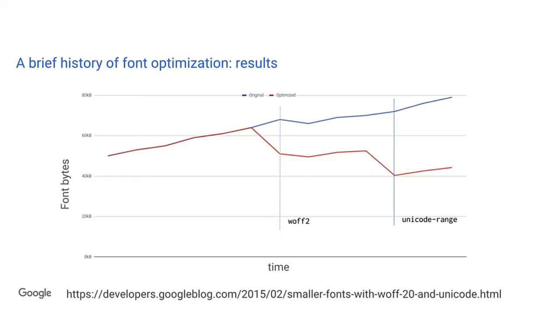So then the red line attempts to estimate the impact of rolling out WOFF2 on this. So we can see WOFF2 comes out, and we estimate that there's kind of a big chunk taken out. A little bit later, we roll out Unicode Range, which is complementary, and now we've really taken a massive bite out of that. Still going up and to the right, because if you use more font, you still ultimately have to transfer more data, but we can kind of afford a lot more bytes now.